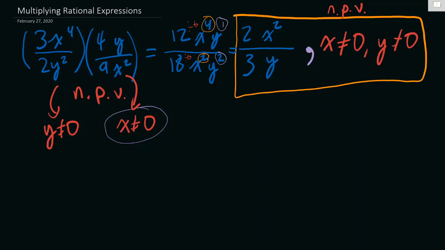Okay, that example wasn't very exciting, right? It's just monomial stuff. Let's try a binomial example so we can see how we can handle binomials. Okay, this next example I'm going to give you guys is already factored, just so we can focus on the new stuff that we're doing with rational expressions.